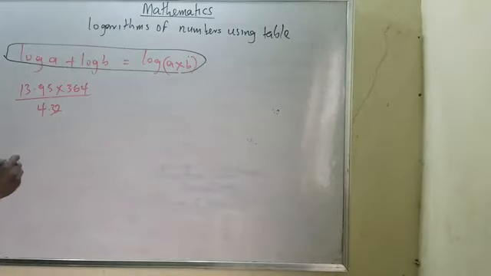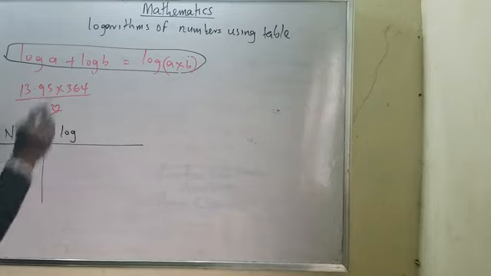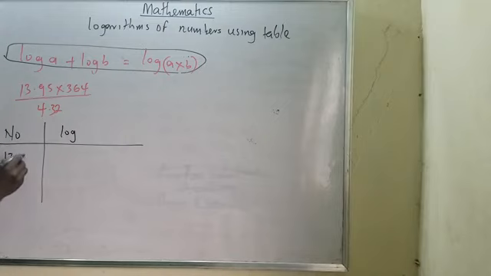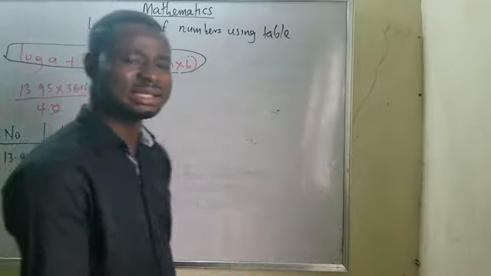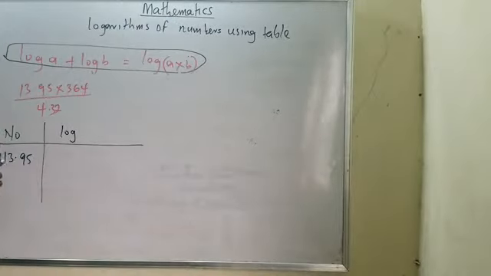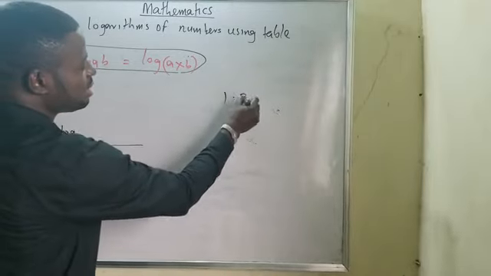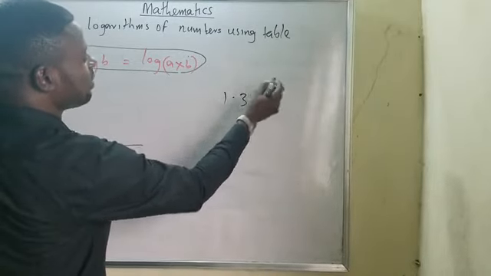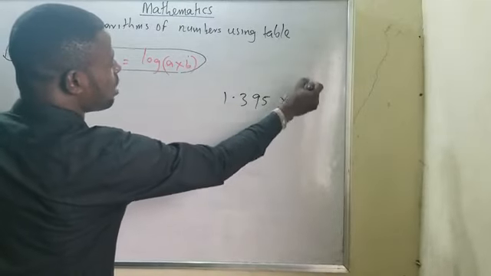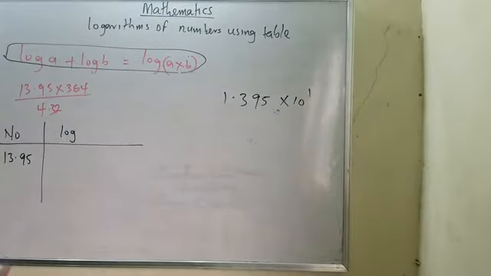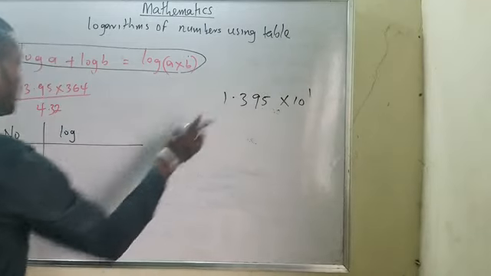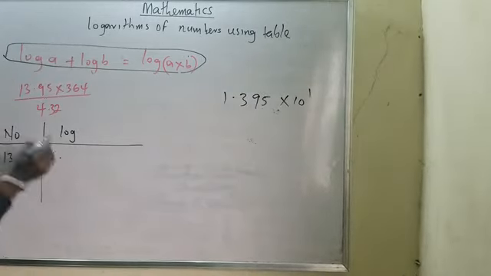Now, let's see what this one will say. I will call this one the number, and this is the log. What I want you to understand is that if I have 3.95, I must make it a standard form, which means I make the decimal be in this place, 3.95. Now, the decimal has been shifted by 1. It moved from here to here. If that's 1, we have it as 10 raised to power 1.